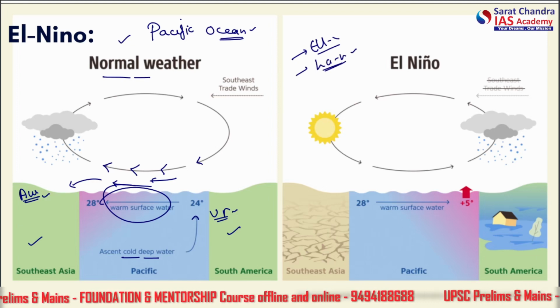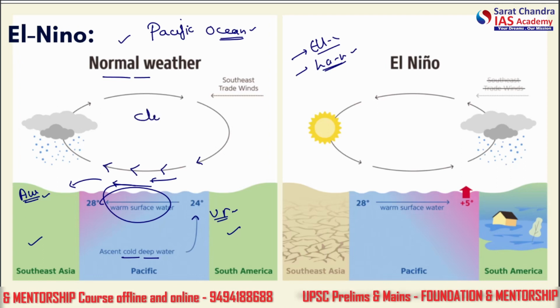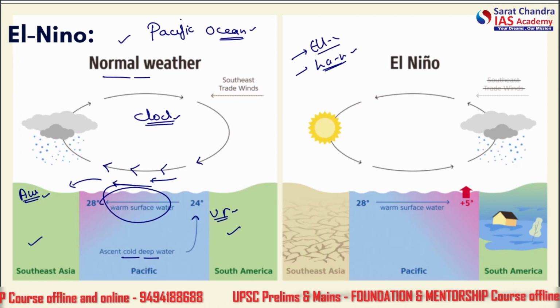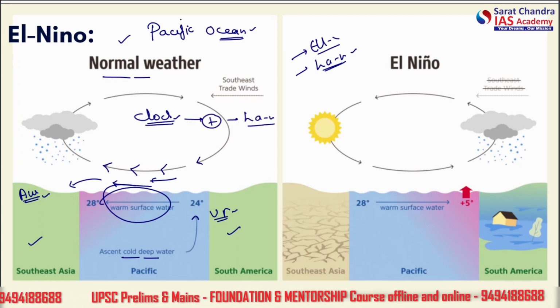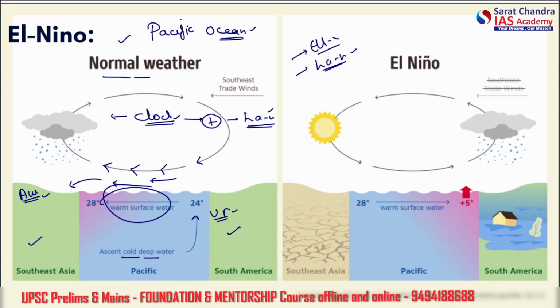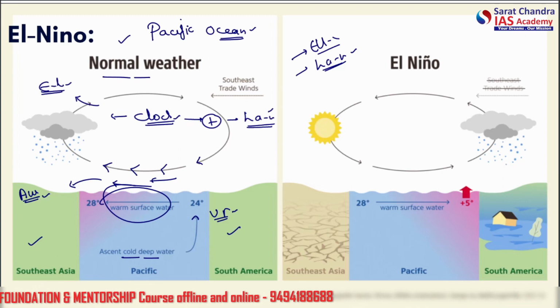So simply, we can say that this pattern, this movement, if you can just remember, is a clockwise pattern. When it becomes stronger, then it is La Nina. And when it becomes weaker, it is El Nino.